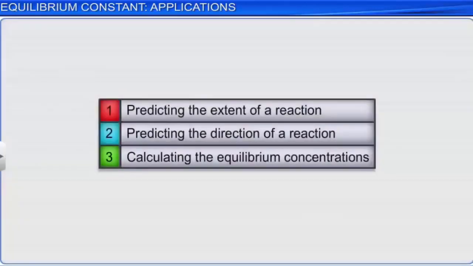The knowledge of equilibrium constant helps us in predicting the extent of a reaction, predicting the direction of a reaction, and calculating the equilibrium concentrations. Let us discuss each application in detail to appreciate the importance of equilibrium constant in a reaction. Predicting the extent of a reaction.